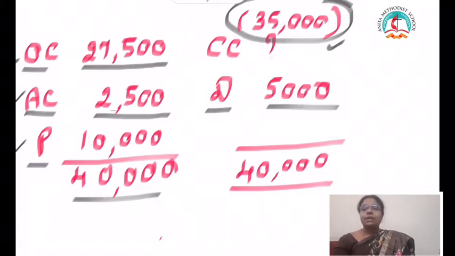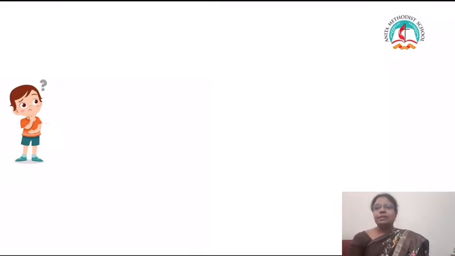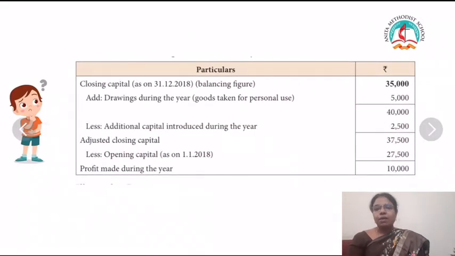So now we will solve the problem. So closing capital we have calculated as 35,000. Along with that you have to add drawings made during the year 5,000 comes to 40,000. Less additional capital introduced during the year 2,500. So the adjusted closing capital comes to 37,500. In that we have to deduct the opening capital 27,500. So the profit made during the year 10,000.